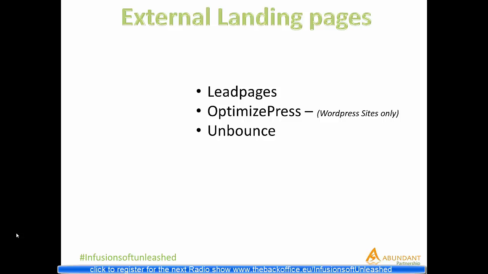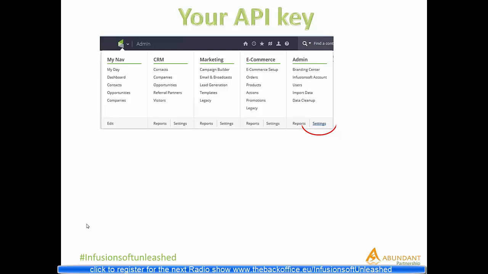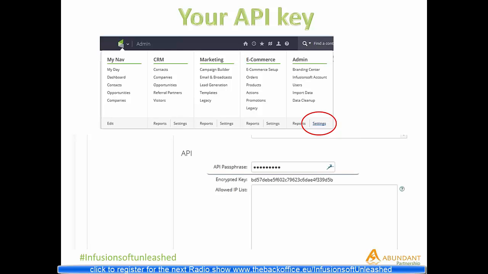Absolutely. And you mentioned open API. Where are people going to find the API code? If you go to the main Infusionsoft navigation bar and select Admin and Settings, and then scroll down, you will find the API passphrase. And normally with your app ID, which is the first 4 or 5 letters and numbers before the .infusionsoft.com, that's your ID, you would literally just paste in the encrypted key there.